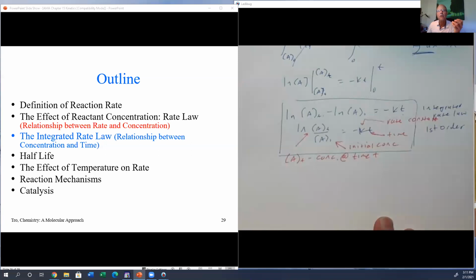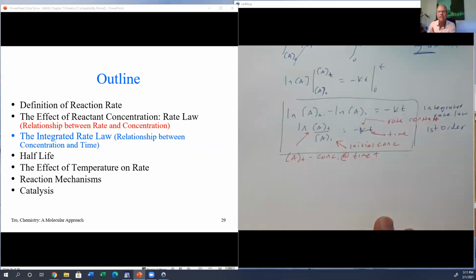Or if you have a rocket and it's burning fuel, and I know the concentration that you have now, how much will I have 20 seconds after liftoff? Right? It's those kinds of problems that this integrated rate law addresses. I have a certain amount now, how much will I have in 20 minutes? Yeah?